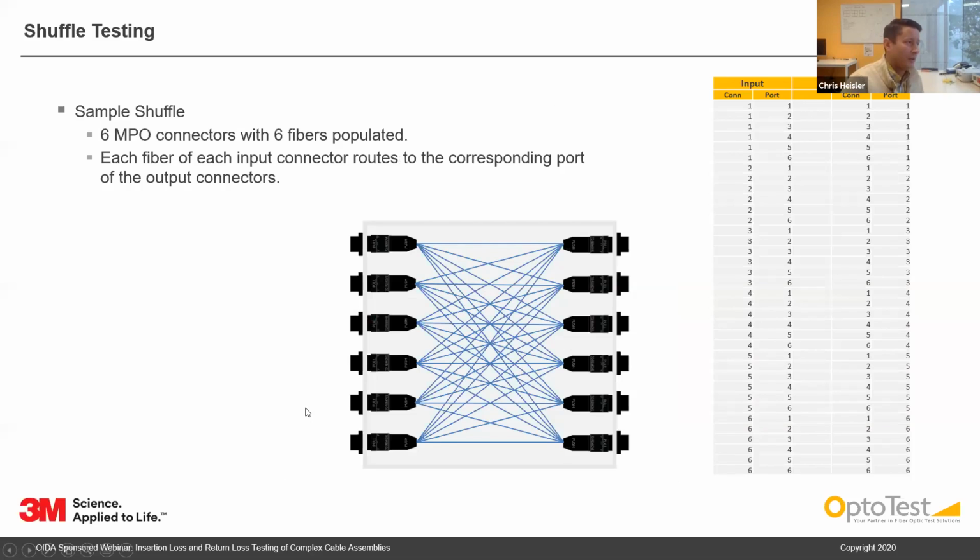So looking at an example shuffle here, we have 6 MPO connectors on the input and 6 MPO connectors on the output. Each fiber of each input connector routes to the corresponding port of the output connector. So here we have, this is connector 1. All of the fibers from connector 1 will route to port 1 of each of these connectors. So fiber 1 here routes to port 1 here. Fiber 2 routes to port 1. Fiber 3 routes to port 1. Fiber 4 routes to port 1, etc. Then for this connector, fiber 1 will route to port 2. Fiber 2 will route to port 2, fiber 3 to port 2, etc.